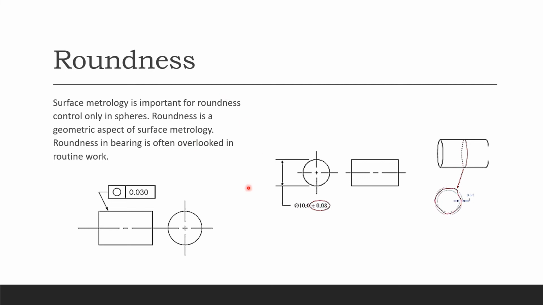Roundness. Surface metrology is important for roundness control, only in, again, spheres. Roundness is a geometric aspect of surface metrology, and roundness in bearings is often overlooked in routine work. Sometimes we overlook some of this when we study the surface because we feel it's not very important, but roundness is a geometric aspect of surface metrology and is actually important. We really have roundness control in spheres, especially in spheres.